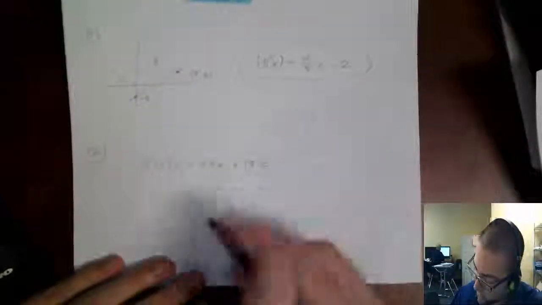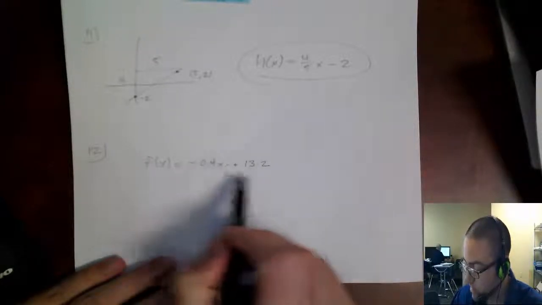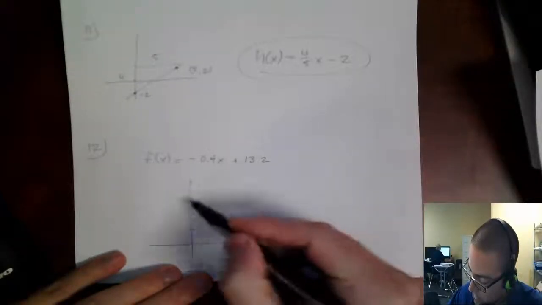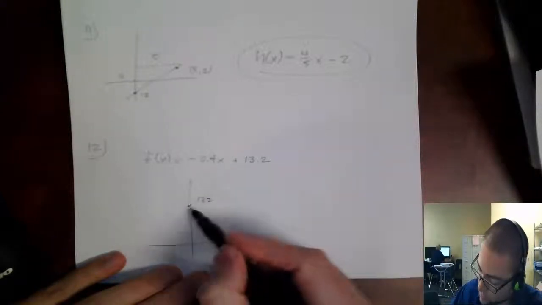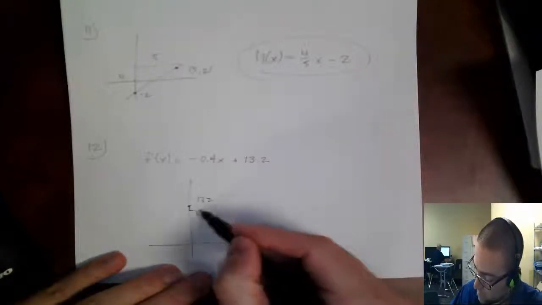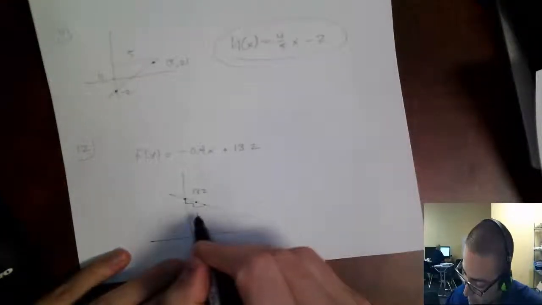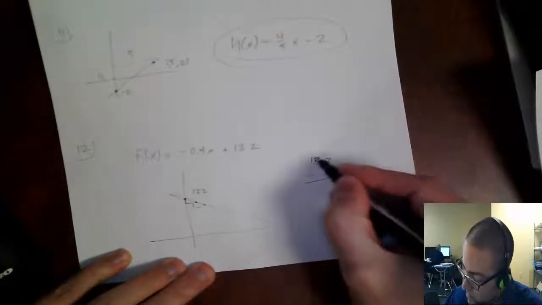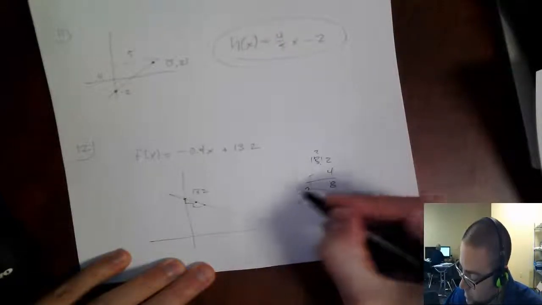Alright, and last but not least, function f of x is -0.4x plus 13.2. So if I want to go to a graphic, my line is going to be going through this point at 13.2, and it's going to be going down 0.4 each time. I'll just put some labels to those points. So what would that be? 13.2 minus 0.4 would be borrowing, get an 8, so 12.8.